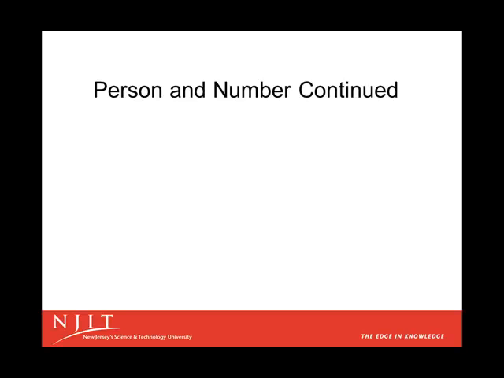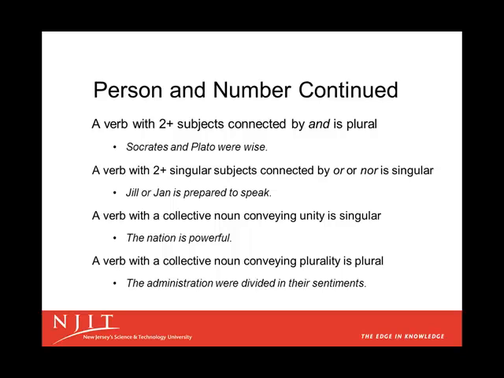For example, when a verb has two or more subjects connected by and, it agrees with them jointly and is plural. Socrates and Plato were wise. When it has two or more singular subjects connected by or or nor, it is singular. Jill or Jan is prepared to speak. When the subject is a collective noun conveying the idea of unity or multitude, the verb is singular. The nation is powerful. And when the subject is a collective noun conveying the idea of plurality, the verb is plural. The administration were divided in their sentiments.